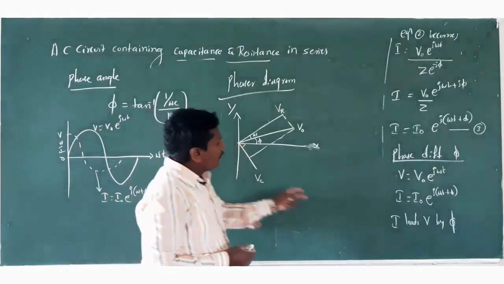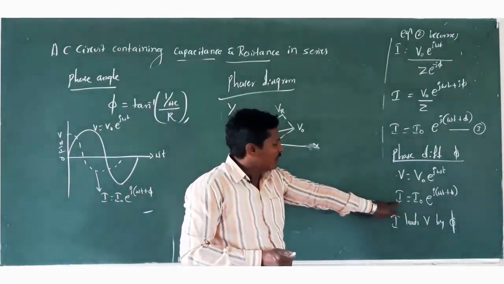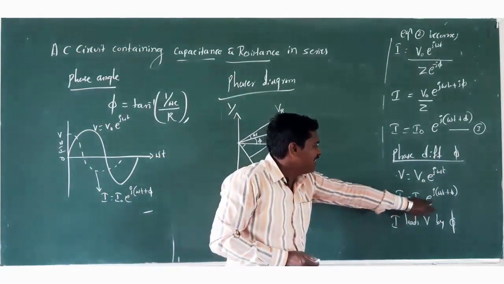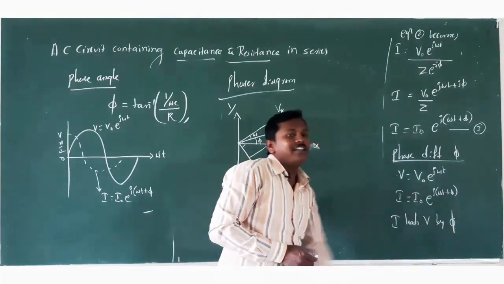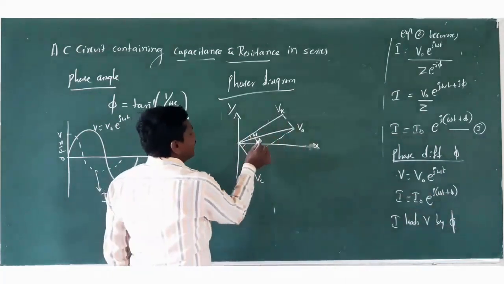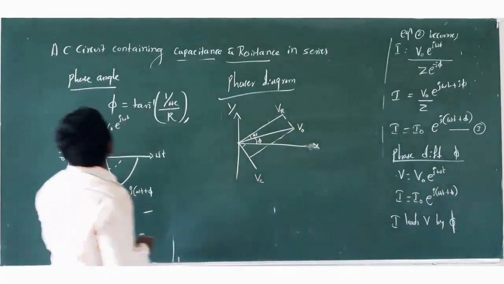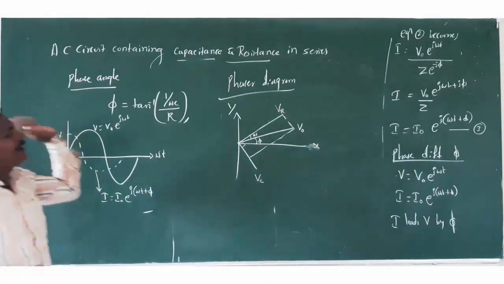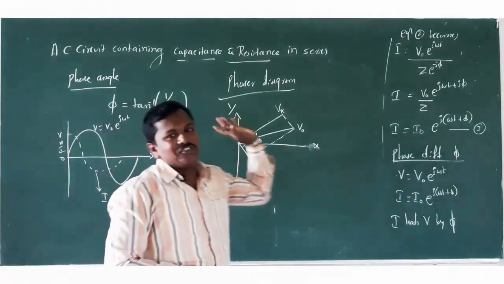Therefore we get the current in the circuit as I is equal to I naught e raised to j into omega t plus phi. This represents an AC circuit containing a capacitance and resistance in series.